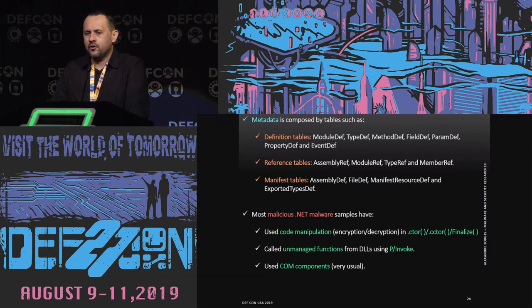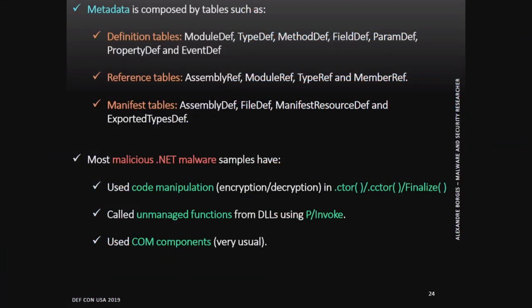Metadata is very important because there I can find very valuable information. Metadata in this case is composed of definition tables, reference tables, and manifest table. There are several tables inside of these classes. And you should remember that all the .NET malware infections try to use one of these tricks, or code manipulation inside the class constructor or finalizer. Try to load some managed function, or use a component. So the tricks are the same, always the same.